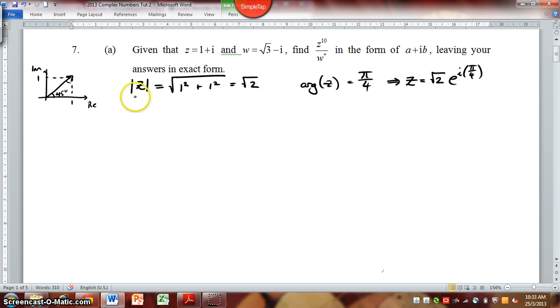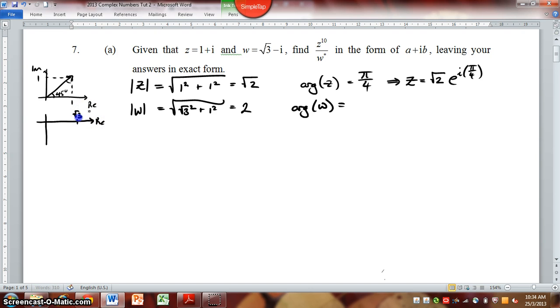So, that's z. What about w? Well, we'll do the same thing. What is the modulus of w? It's going to be the square root of 3 squared plus 1 squared, which is the square root of 3 plus 1, the square root of 4, which is just 2. What about the argument of w? Well, again, we can draw out the Argand diagram. This is going to have real part root 3, imaginary part minus 1. So it's going to look something like this. But if you examine it, this is nothing more than a 1, 2, root 3 triangle, so this is our 1, this would be our 2, this would be our root 3.